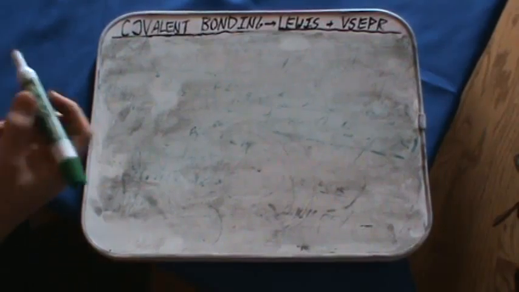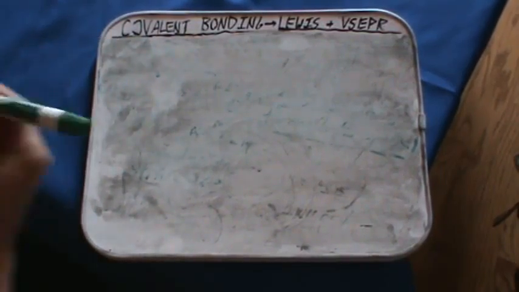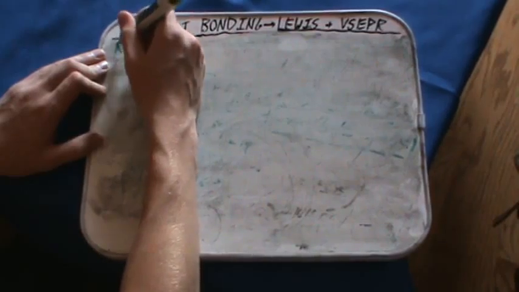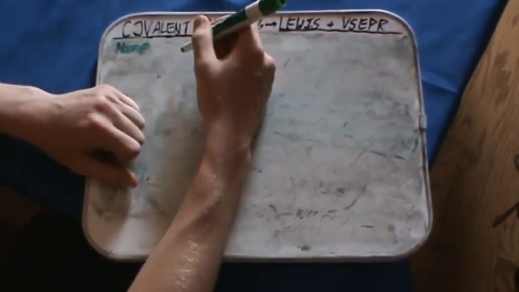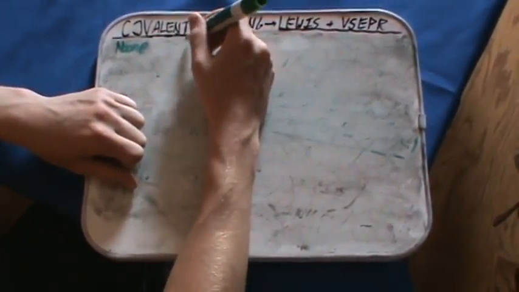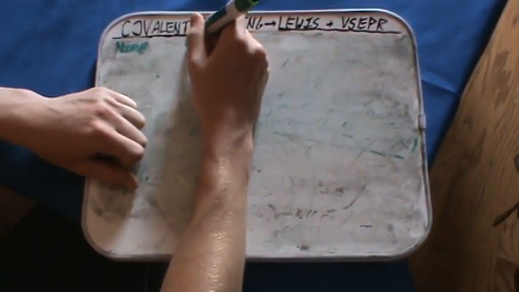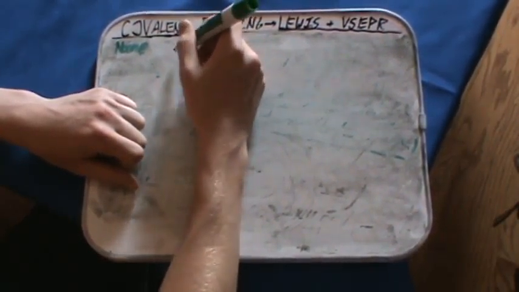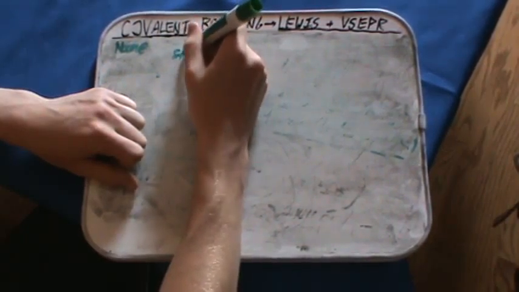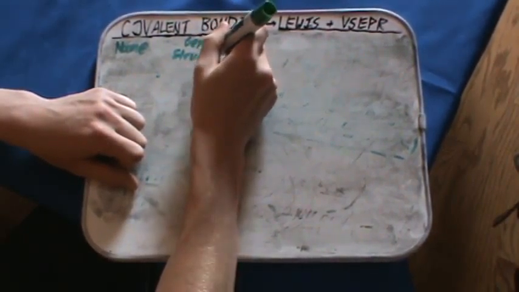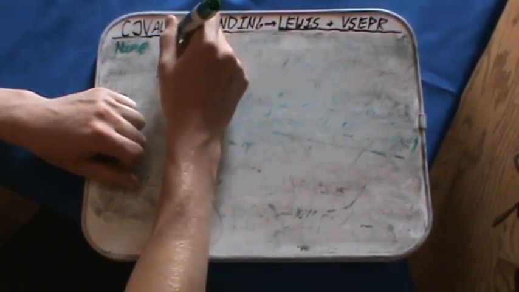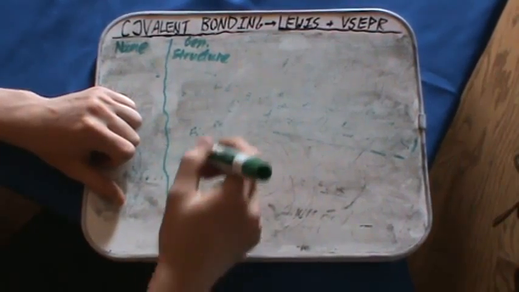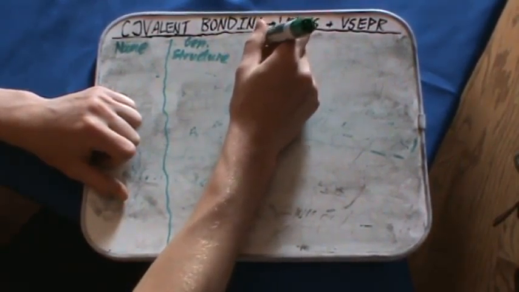Okay, so this table, first thing we are going to label it is the names. The name of the particular molecular structure that we will be discussing. And then we are going to say its general structure. General, G-E-N, structure. And then let's make a big line here. And then we're going to leave some room.